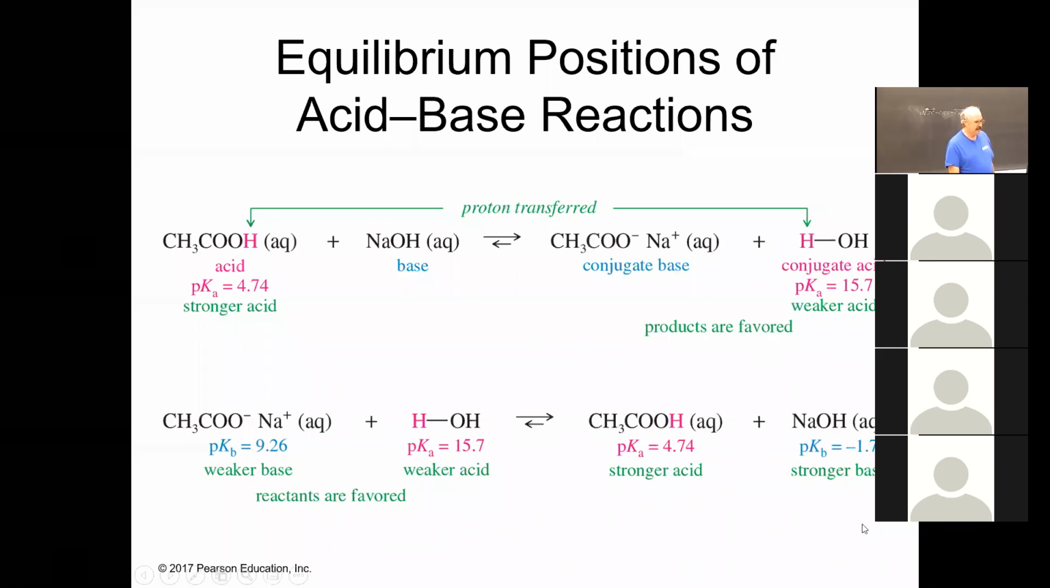All right, in this example, the pKa is larger, so water is a weaker acid than acetic acid, for example. The stronger acid and the weaker base are always on the same side. The weaker acid-base pair are always on the same side.